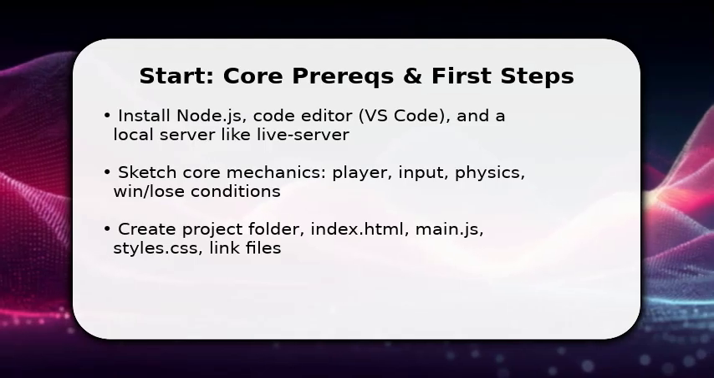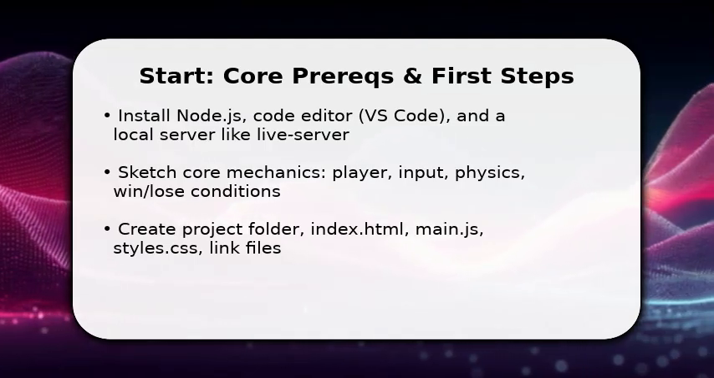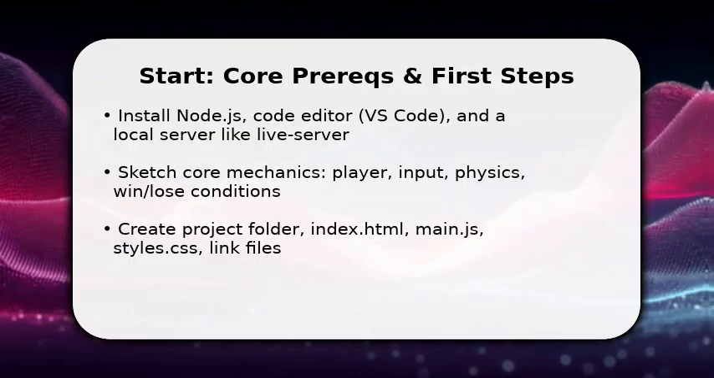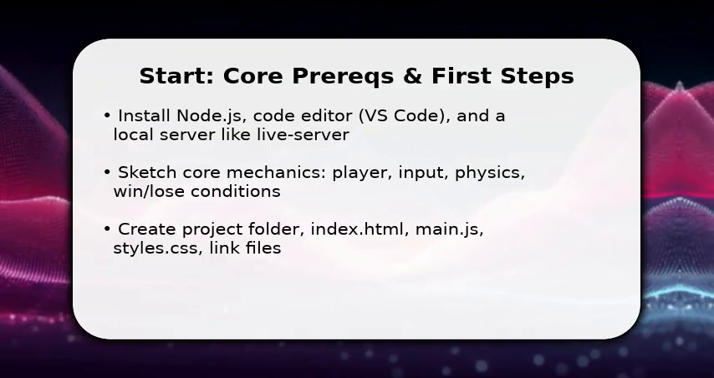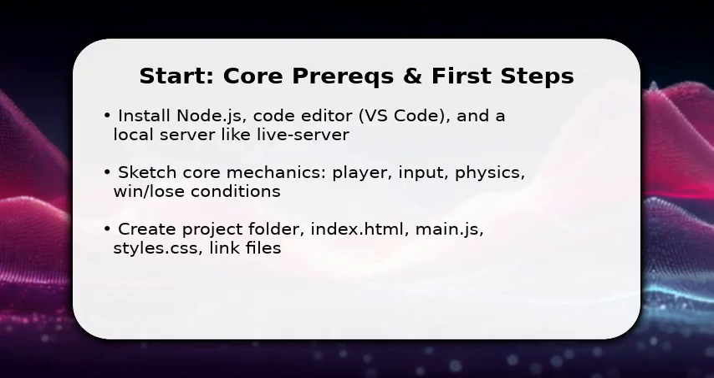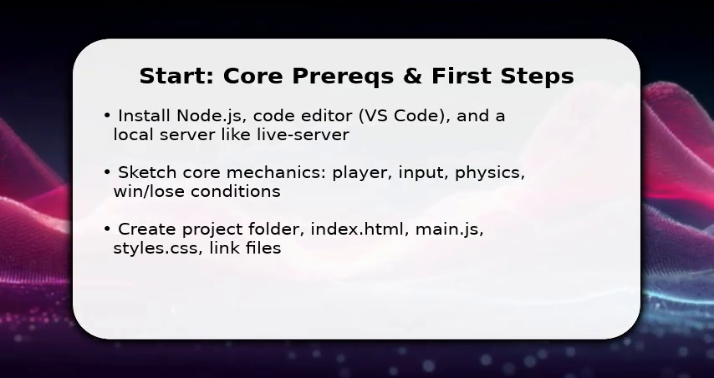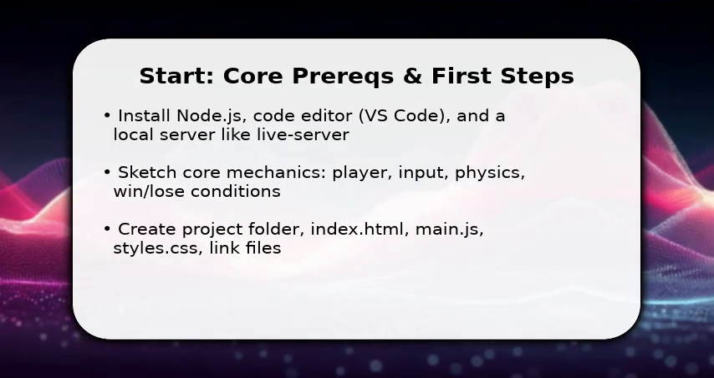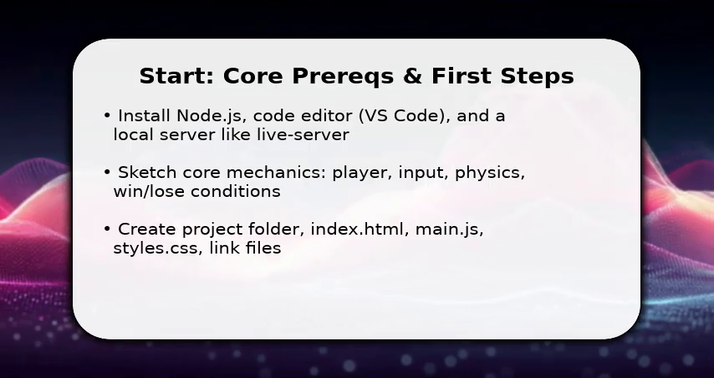Enjoy the video. You begin by assembling the essentials: Node.js, a code editor, and a lightweight local server. Create your project folder and 3 files: index.html, main.js, styles.css, then link them. Define core mechanics on paper: player, controls, collision, scoring, because concrete choices reduce refactor time.